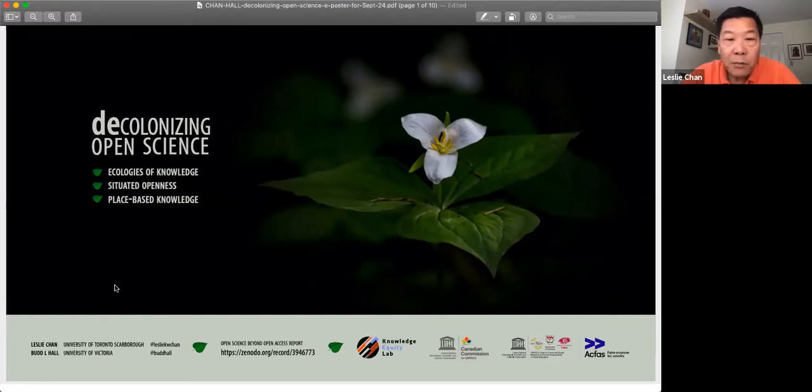In particular, our poster is based on a longer policy brief titled Open Science Beyond Open Access for and with Communities, a Step Towards the Decolonization of Knowledge. It was written in collaboration with the Canadian Commission for UNESCO, and it is a call for the broadening of the concept of open science. This paper is accessible via the link on the poster.